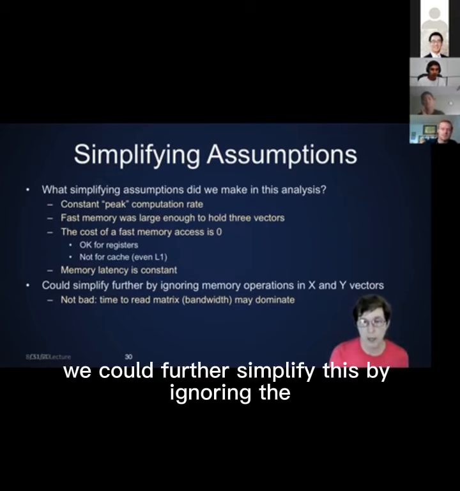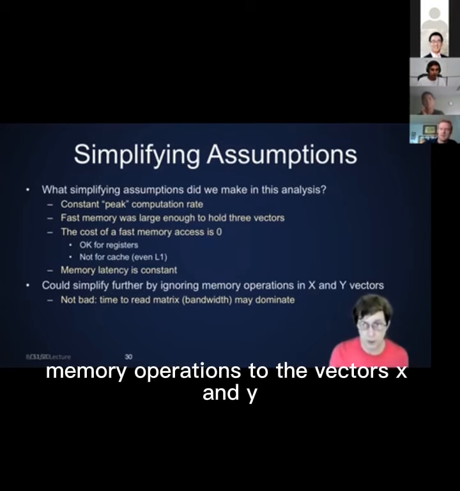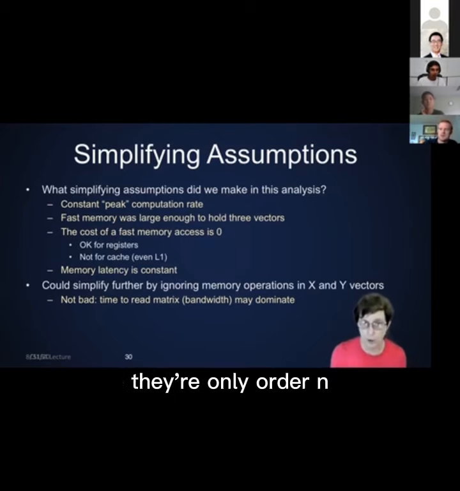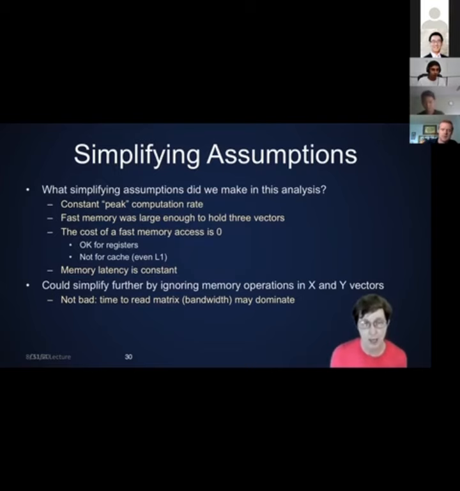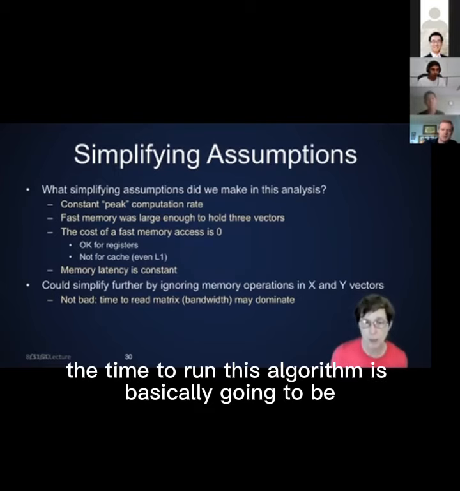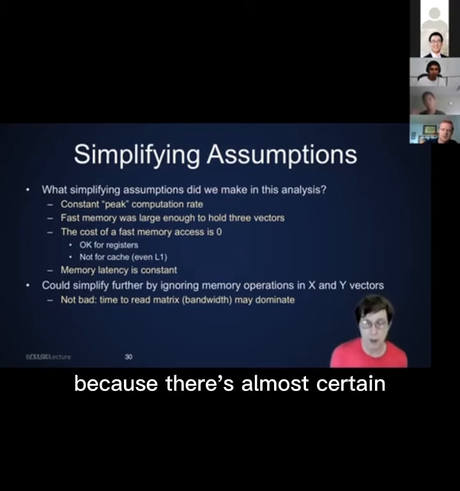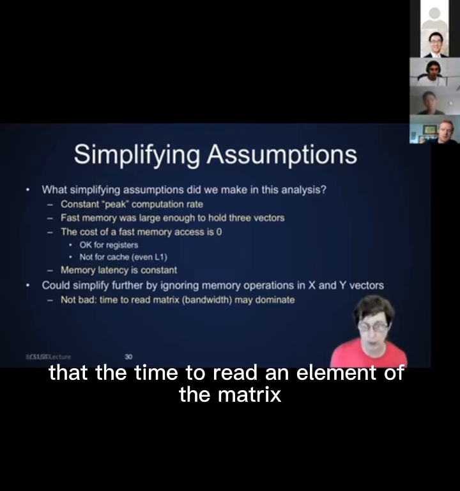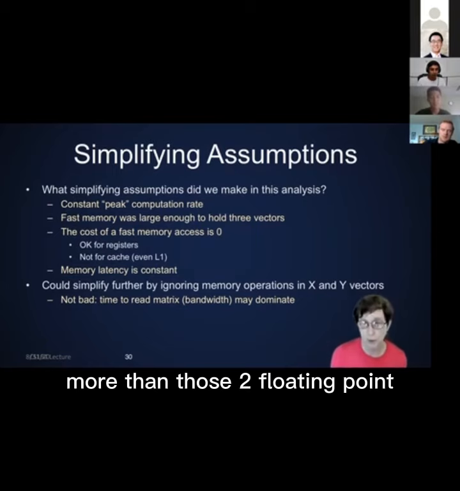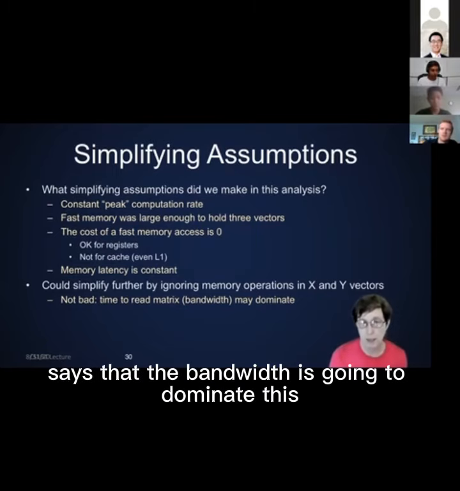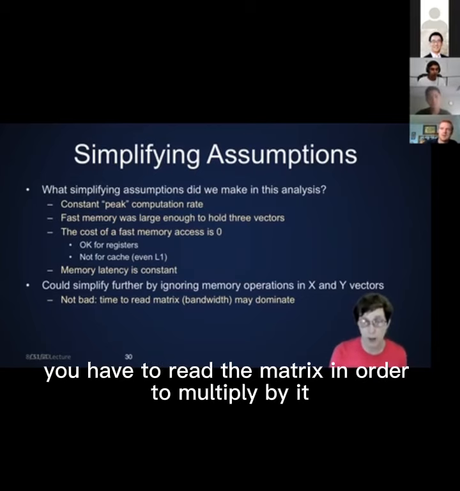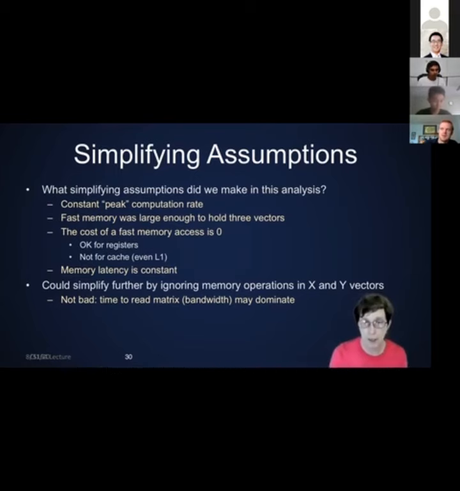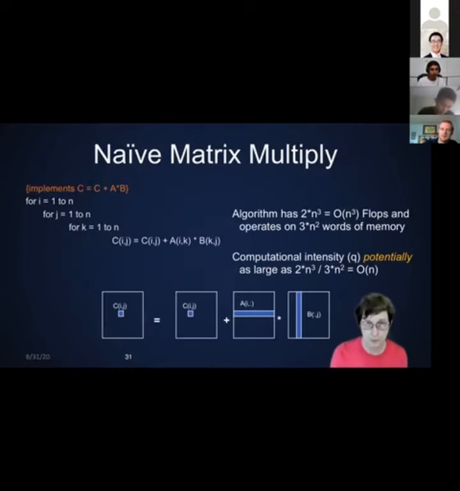We could further simplify this by ignoring the memory operations to the vectors x and y because they're small, they're only order n as opposed to the n squared things. And that's not a bad way to come up with an even simpler approximation, which is that the time to run this algorithm is basically going to be the time to read the matrix, because it's almost certain that the time to read an element of the matrix is going to cost more than those 2 floating point operations to operate on it. And that says that the bandwidth is going to dominate this computation. And there's not too much we can do about this, right? You have to read the matrix in order to multiply by it. So it's not even something we can optimize very much.